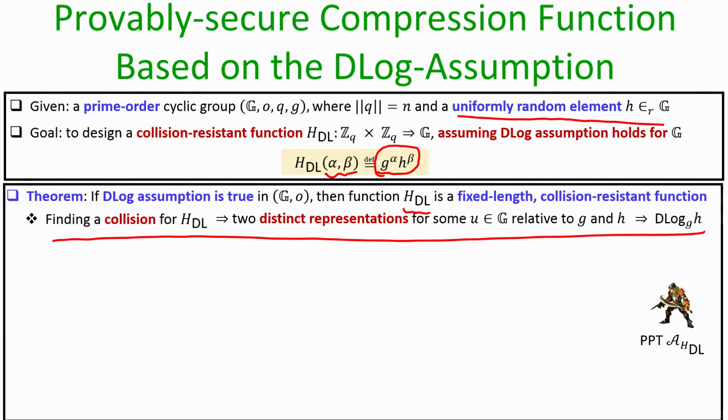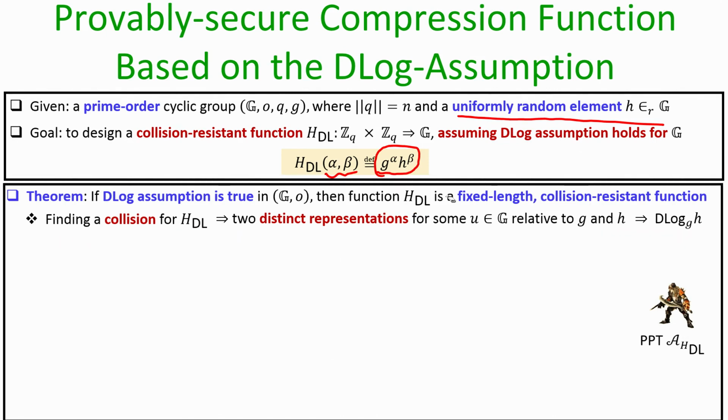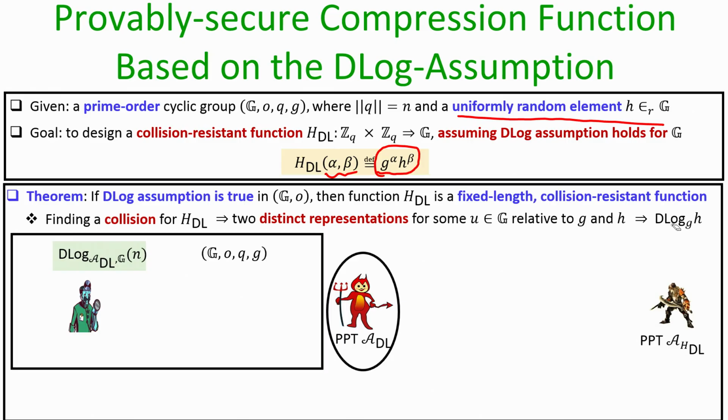So, imagine we have a polytime algorithm who knows how to find collision in the function h sub dl. Using that algorithm, we construct another algorithm which can solve an instance of discrete log problem in the group G. So, this adversary A sub dl participates in an invocation of the discrete log experiment with respect to the group G. Then as part of the challenge for that experiment, the challenger of the discrete log experiment picks a random x and gives the challenge h, which is g to the power x, and the goal of this adversary A sub dl is to extract out this x.